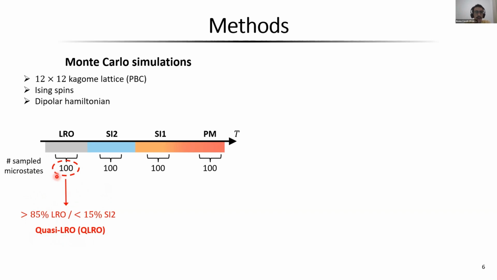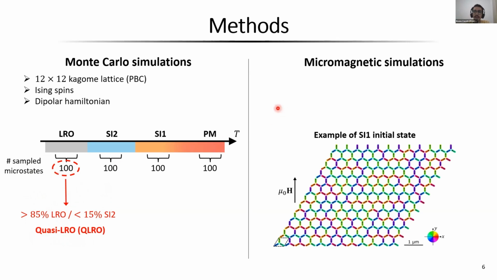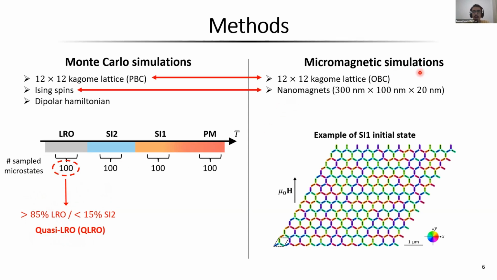Anyway, we used these 400 microstates as the initial states in micromagnetic simulations of an equivalent 12 by 12 kagome lattice of nanomagnets. We mapped the spin orientations to the orientations of a uniform magnetization for each nanomagnet. This picture here is showing an example of an initial state of spin ice 1. And then we applied a magnetic field in this direction until the sample gets saturated in the simulation. And from it, we extracted its initial magnetization curve.